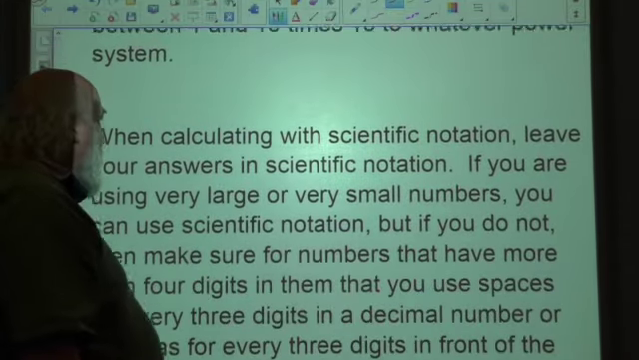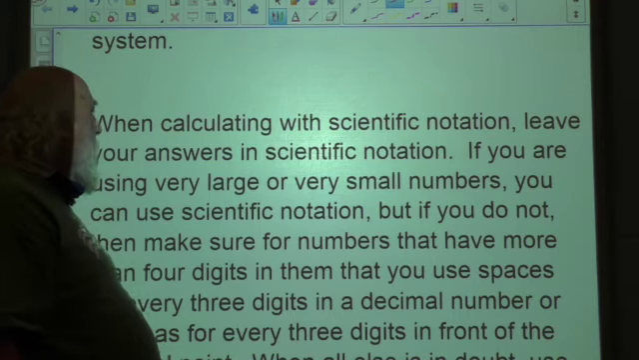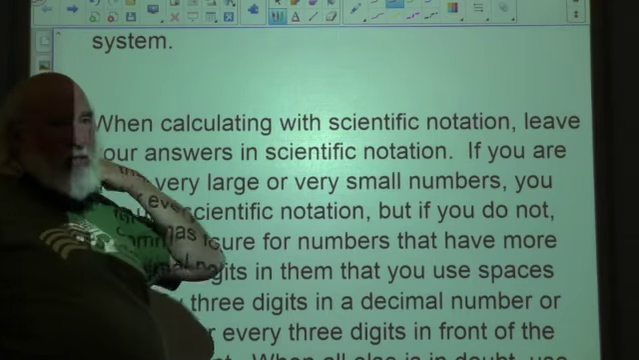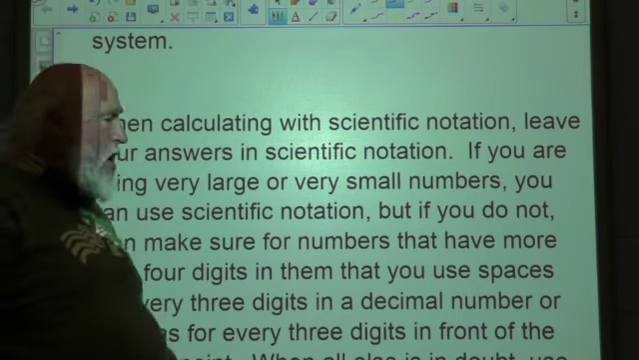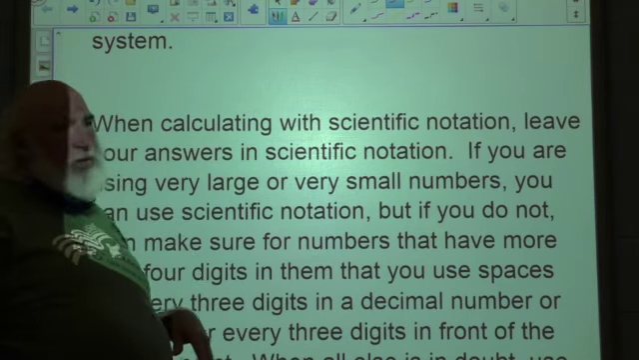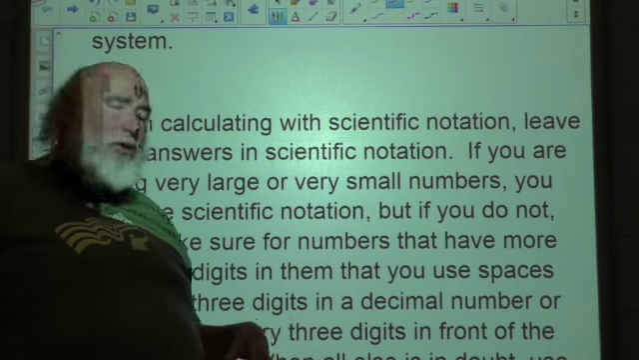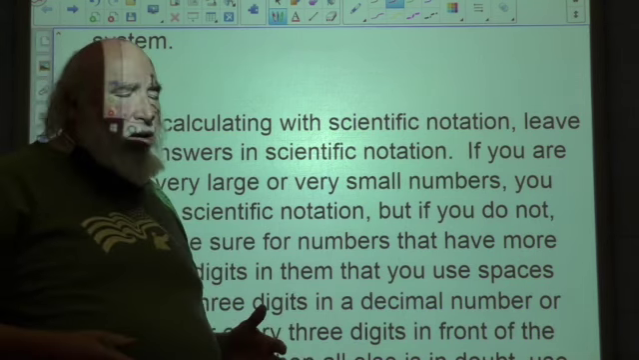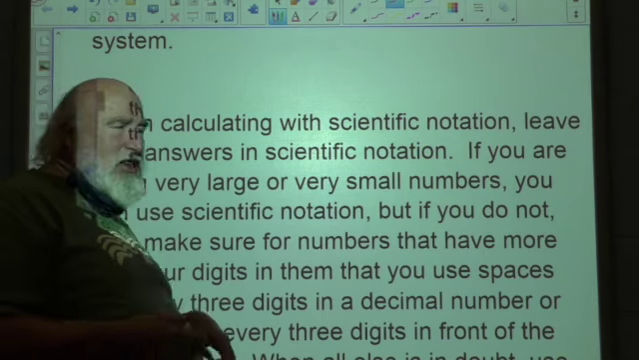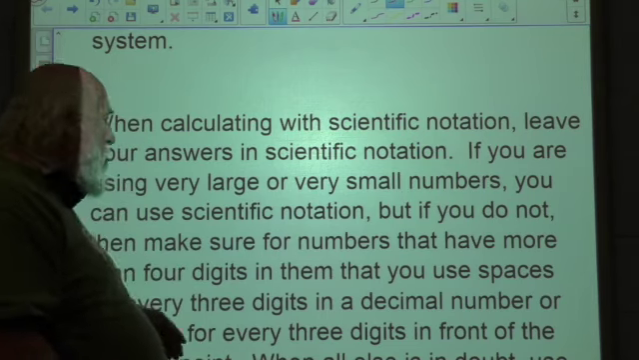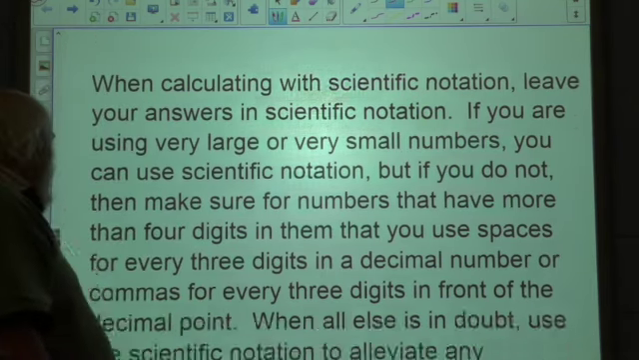Okay? Now, when we calculate numbers with scientific notation, we generally leave the answer in scientific notation. If you have numbers that are not in scientific notation, you may or may not use scientific notation. I generally do, just because I don't like writing all those numbers and all those zeros particularly.